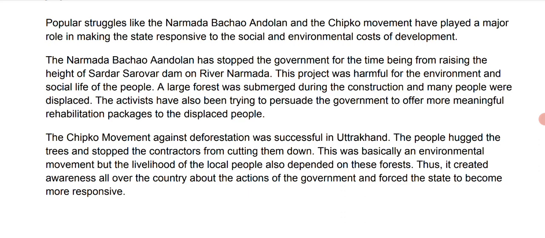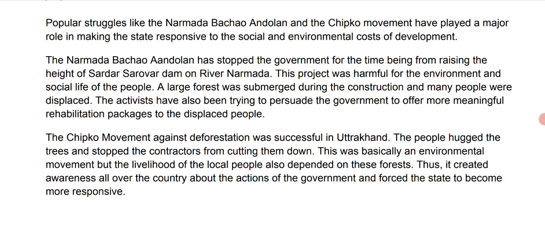The Narmada Bachao Andolan argued the project was harmful to the environment and social life of the people. A large forest was submerged during the construction, and many people were displaced. The activists have also been trying to persuade the government to offer more meaningful rehabilitation packages to the displaced people.